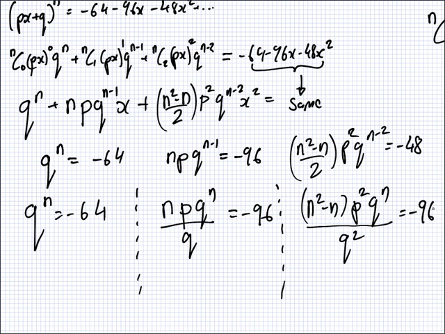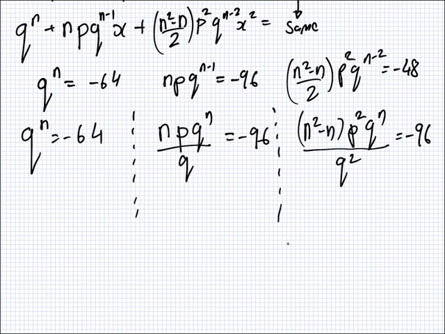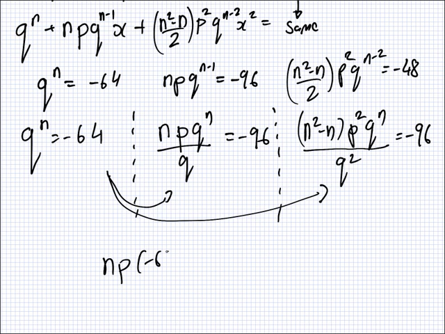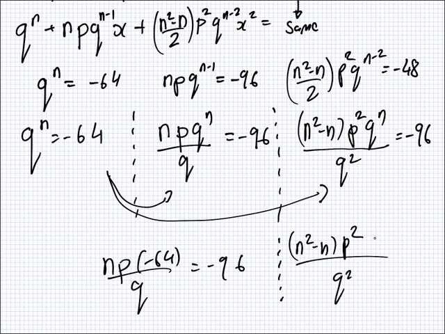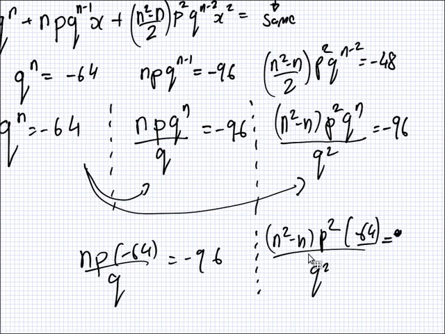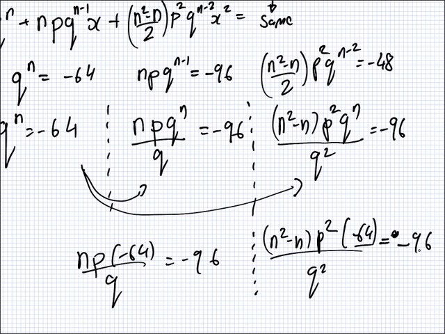Now, what would be a nice substitution here? Qn, isn't it? Because qn can go into there and into there. So then you get np minus 64 over q equals minus 96. And then here you can get n squared minus n, p squared over q squared, and then once again minus 64 equals minus 96. Yeah?